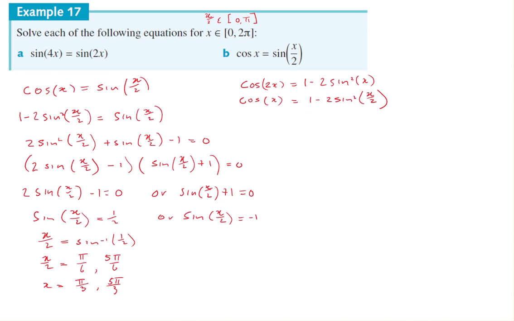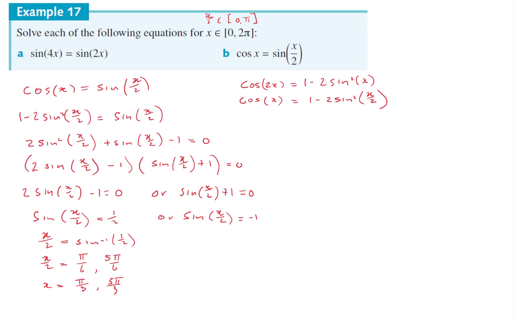And see, both those answers are clearly within the domain. If you'd gone any bigger than that, if we'd added 2 pi and got, instead of pi on 6, 7 pi on 6, when you doubled that, then you would get 14 pi on 6, which is bigger than 2 pi, so it wouldn't be in the domain.